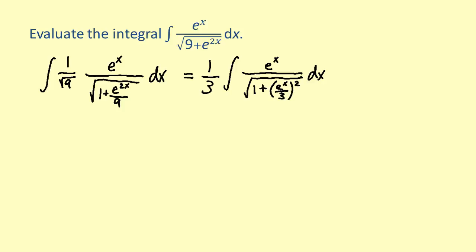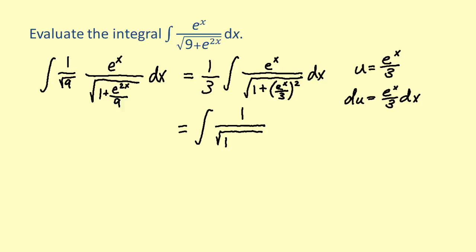Notice that under the radical we have 1 plus a squared term. So, to get the integrand in the correct form, let's let u equal e to the x over 3. Differentiating, we get du is equal to e to the x over 3 dx. Substituting, we get the integral of 1 over the square root of 1 plus u squared du.